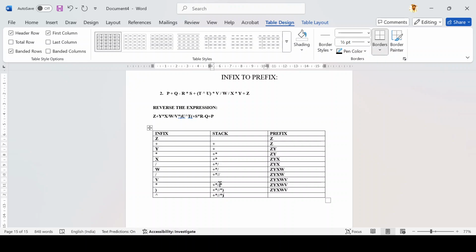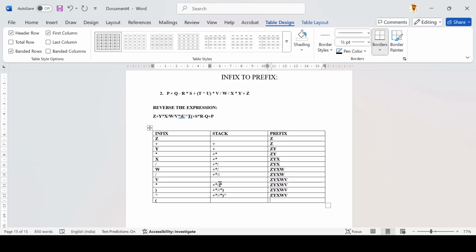So after the close bracket, is there any operator? No, nothing is there, right? So for comparison, directly we can push the exponential into the stack. So the operand, the output will be ZYX WV, and then the open bracket arrives. Whenever the open bracket arrives, whatever the operators are available until the close operator, we can pop it out into the output side.